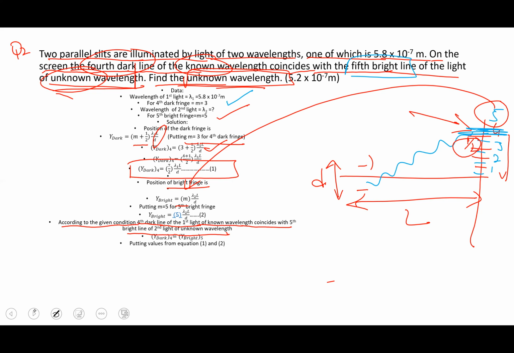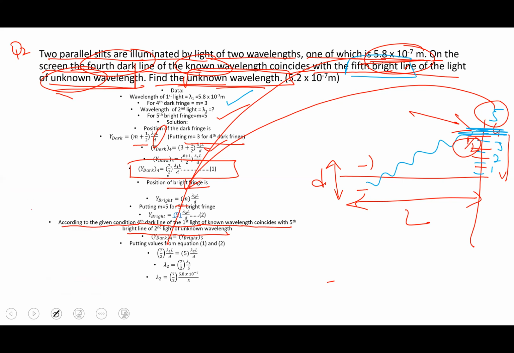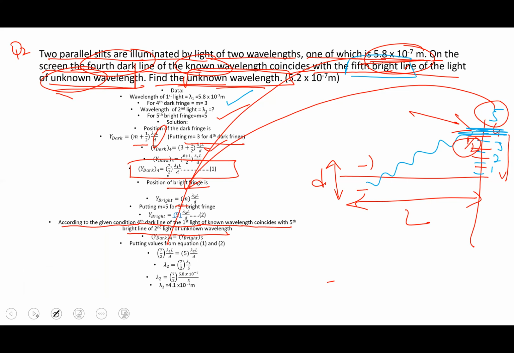Putting in the values of equation number 1 and equation number 2, we get 7 over 2 lambda 1 L divided by d is equal to 5 into lambda 2 L divided by d. So L divided by d and L divided by d cancel out with each other. We already have the value of lambda 1, the known wavelength, which is 5.8 into 10 to the power minus 7 meters. Putting in the value of lambda 1, we get lambda 2 equal to 7 over 2 lambda 1 divided by 5. We have just rearranged this equation and written the value of lambda 1. By solving this, we can get the value of lambda 2. Lambda 2 will be equal to 4.1 into 10 to the power minus 7 meters.